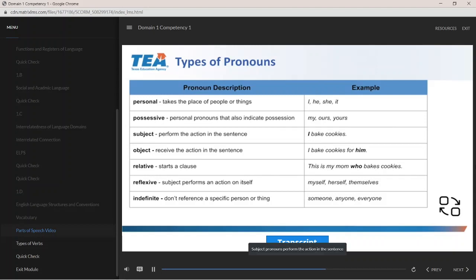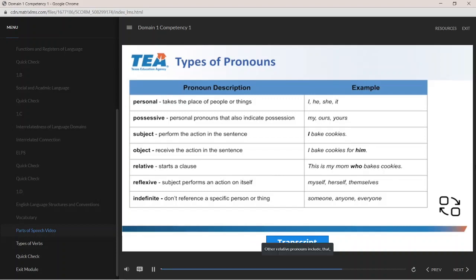Subject pronouns perform the action in the sentence, as in the pronoun I, in the sentence I bake cookies. Object pronouns receive the action in the sentence, as in the pronoun him, in the sentence I bake cookies for him. A relative pronoun starts a clause, as in the sentence this is my mom who bakes cookies. Who is the relative pronoun referring to my mom and starting the clause in the second part of the sentence.